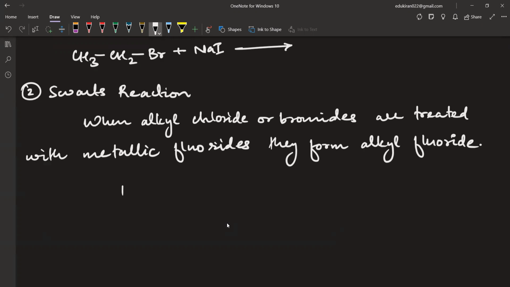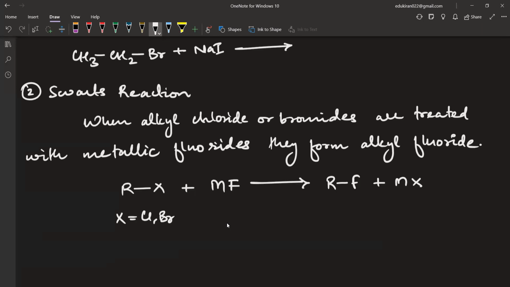So you have RX. Again, here X will be what? Either chlorine or bromine plus metallic fluoride, MF. And I will tell you what are these metallic fluorides that you can use. You will be forming RF plus MX, you can write in general. So this metallic fluoride can be, most importantly, AgF. Always remember AgF. Then you have Hg2F2. This is the next common one. And at last, SbF3.